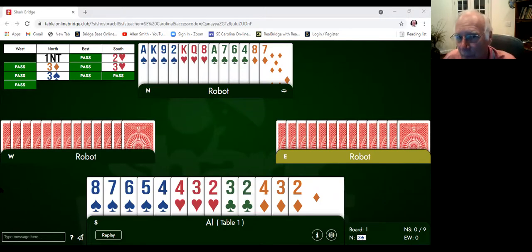We'd actually prefer to be in 2 spades because of the really crappy hand that Al has. Okay, but we have the strong hand up here as the declarer.